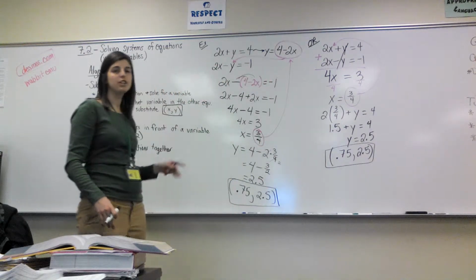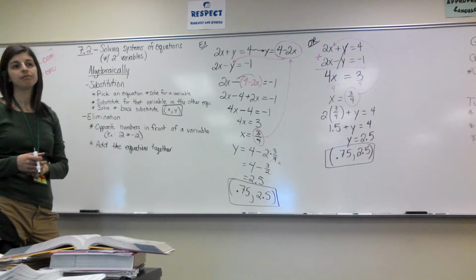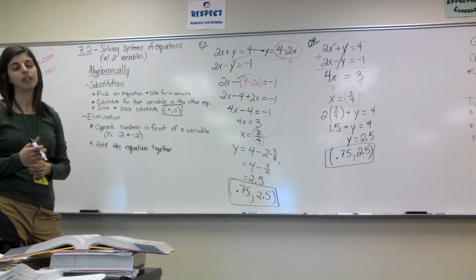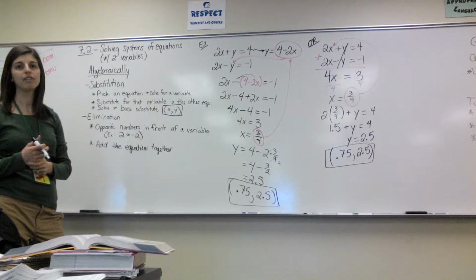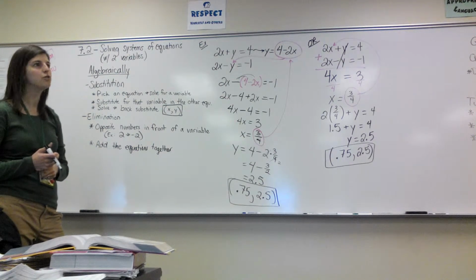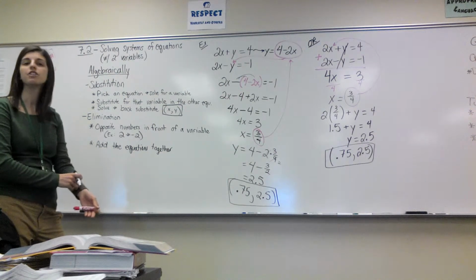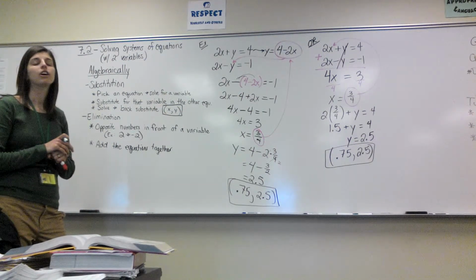When do you want to use substitution? Substitution is easiest when one of the variables is already by itself, like how y is already by itself. Yeah, when you already have an equation with a variable alone, or close to it. Like if you had 2y equals something, then you could just divide by 2. So if a variable is already almost alone, go ahead and use substitution.